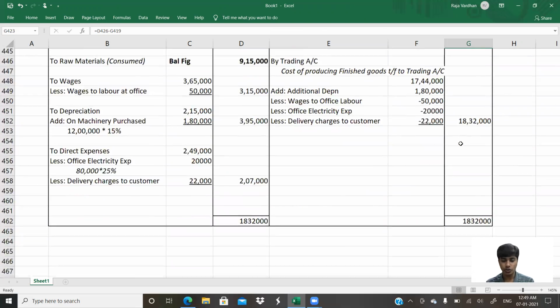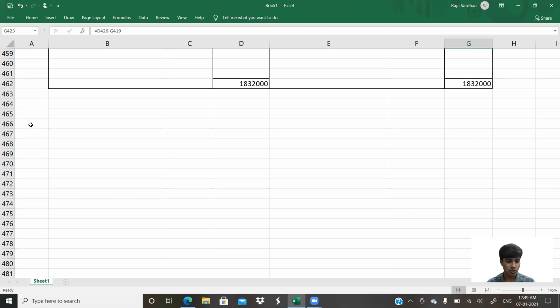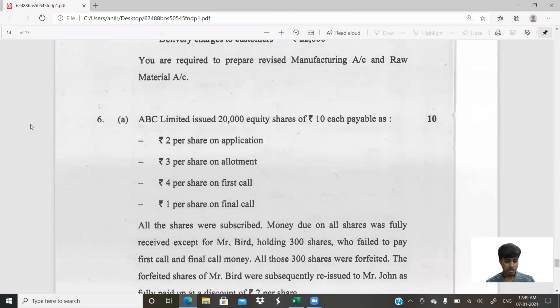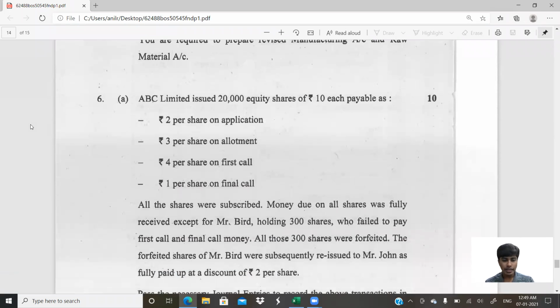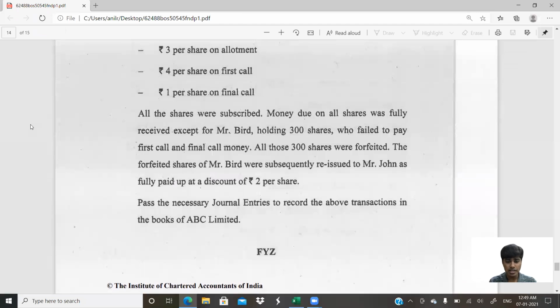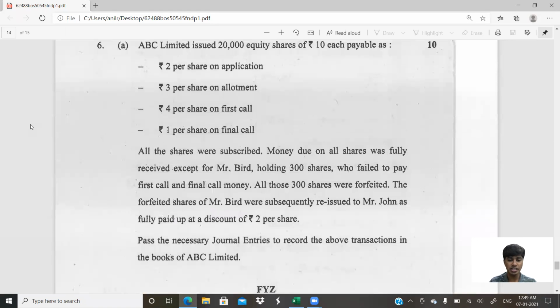Finally, we're venturing into our question number 6A. Question number 6A. Yeah, it's a question on company accounts. Basically, they've asked us to prepare journal entries or what? Obviously, journal entries. Pass the necessary journal entries to record the above transactions in the books of ABC Limited. Come on, let us do accounting in the books of ABC Limited.